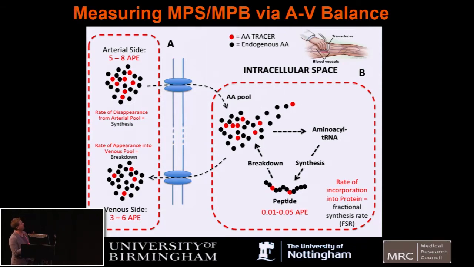Similarly, in terms of breakdown, some of these amino acids will leave the cell and end up in the venous circulation. And simply by looking at the enrichment of the tracer in the artery and the vein, we're able to arrive at the rate of disappearance of the tracer, which equates to synthesis, and the rate of appearance into the venous pool, which equates to breakdown. So essentially, these methodologies have provided us a way in which we can quantify both synthesis and breakdown.